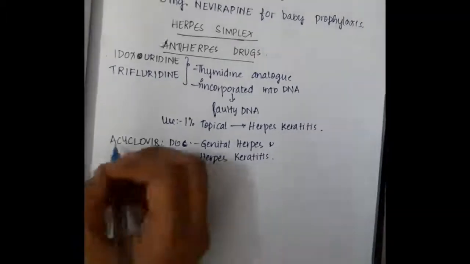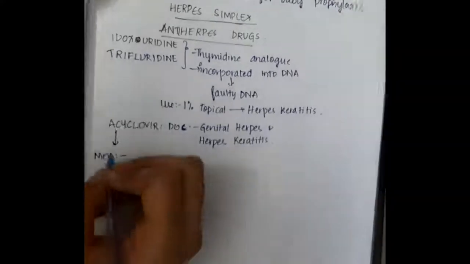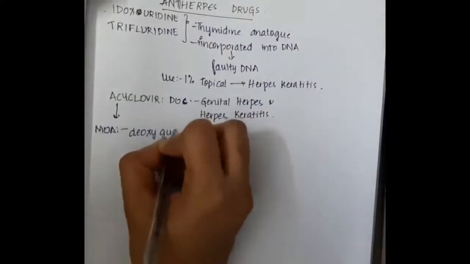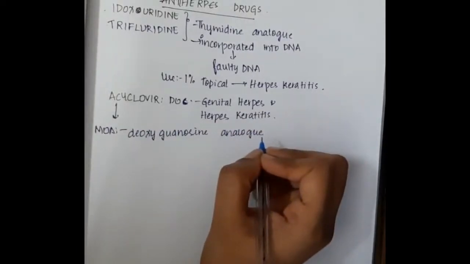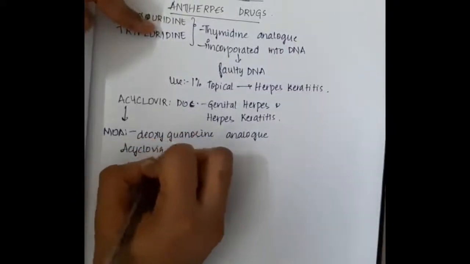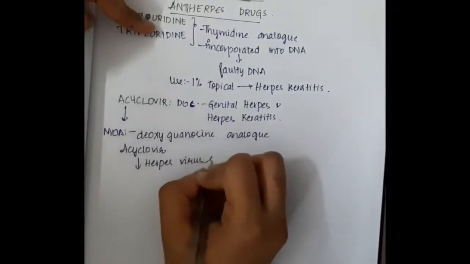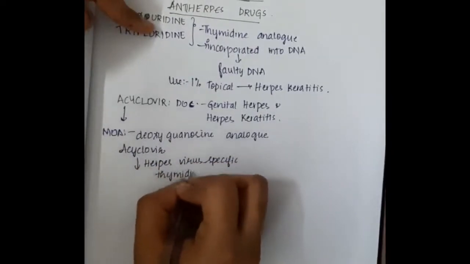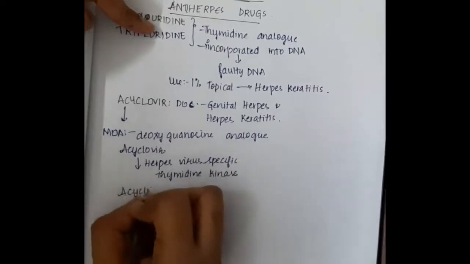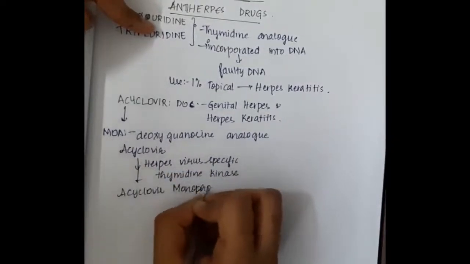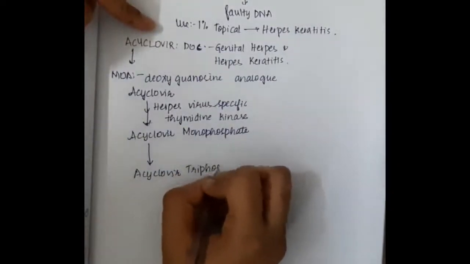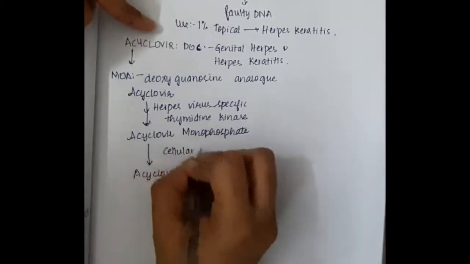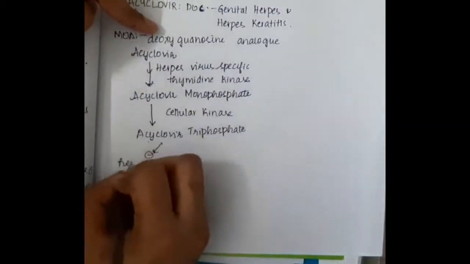Now, acyclovir is a deoxyguanosine analog. In the presence of the enzyme herpes virus specific thymidine kinase, acyclovir monophosphate is formed. This acyclovir monophosphate gets converted to acyclovir triphosphate in the presence of cellular kinase.